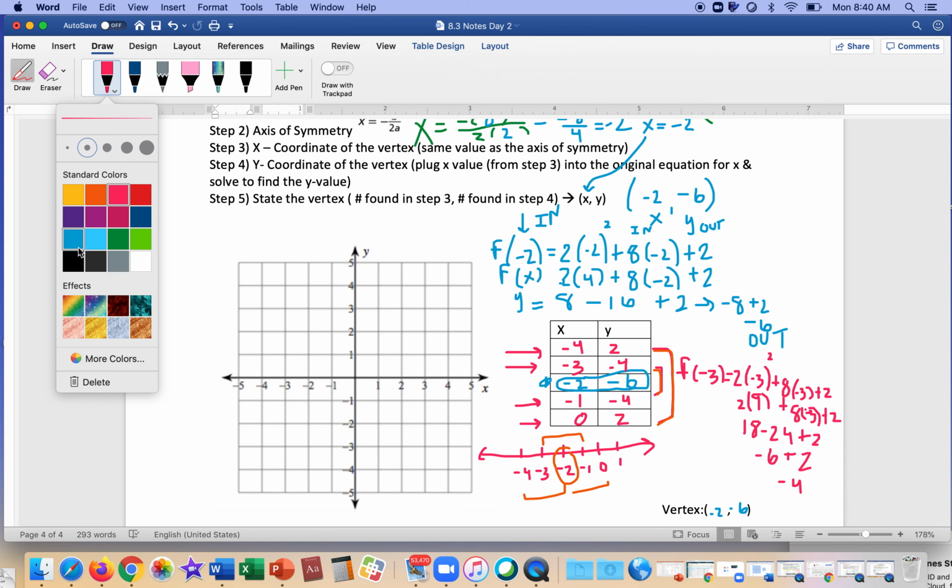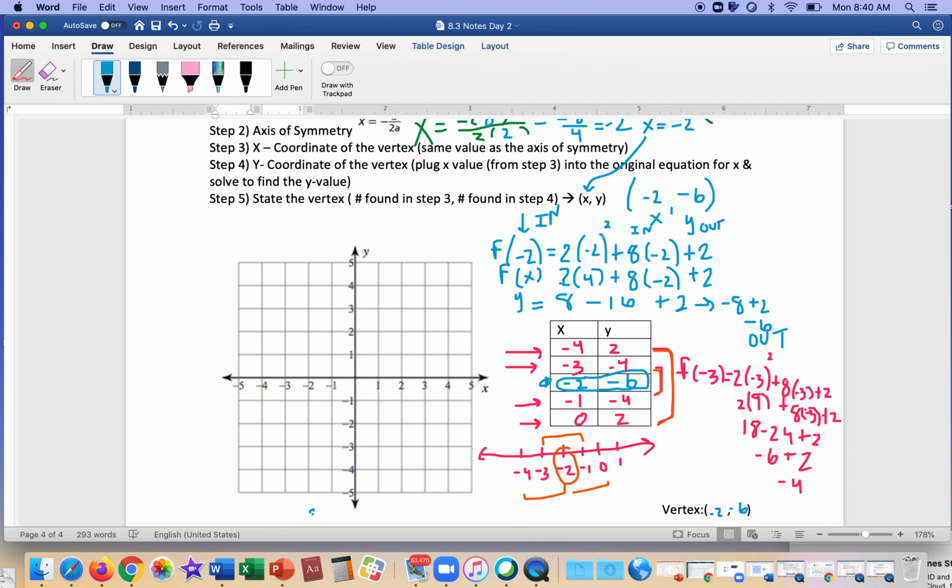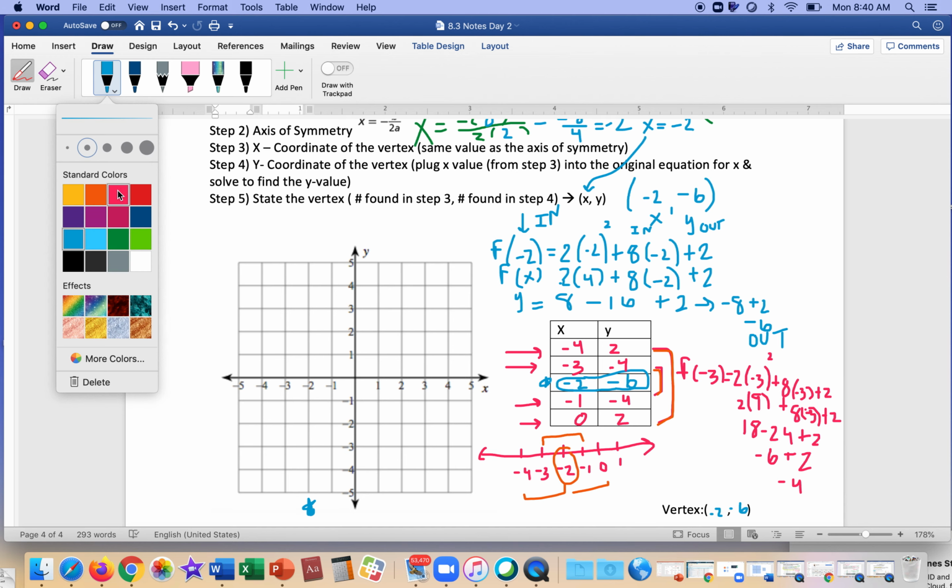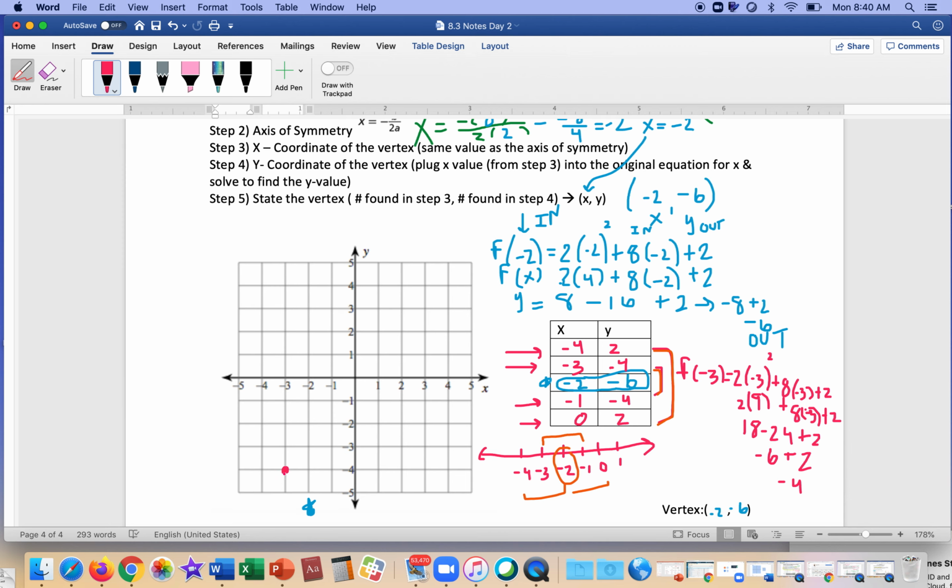Okay, so actually, I'm going to do the center first. I always like to do the center first. Negative 2, negative 6. It's probably right about there. And when I use my pencil, I like to draw out from the vertex when I do the shape. It usually makes it look better. So then we have negative 3, negative 4. Then we have negative 4, 2. Then we have negative 1, negative 4. And we have 0, 2.